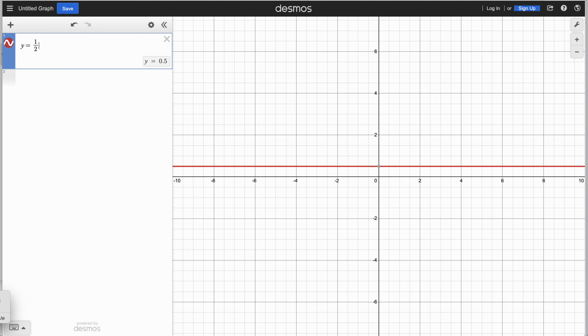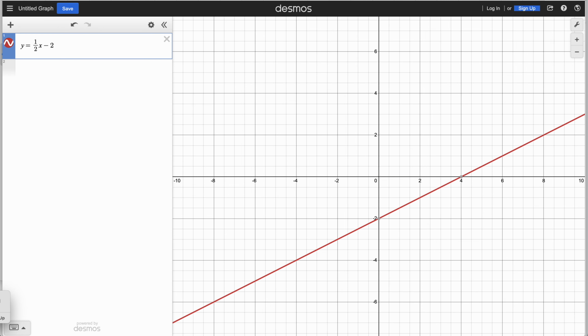Let's say that I want to graph 1/2 x minus 2. All I'm going to do is type in using my keyboard y equals 1/2 x minus 2, and Desmos is going to generate the graph. You should notice there are some interesting points here. If I was looking for the y-intercept, that would be at (0, -2). If I'm looking for the x-intercept, or where it crosses the x-axis, that would be at (4, 0).